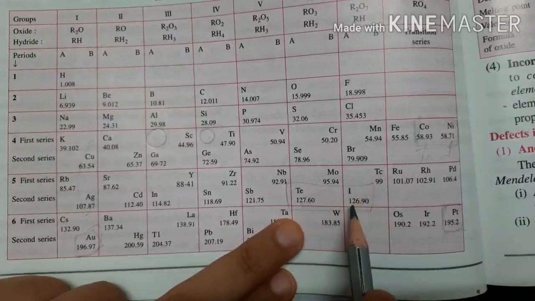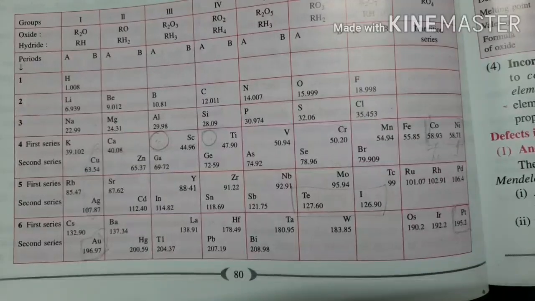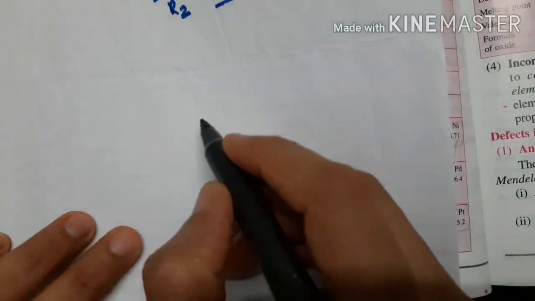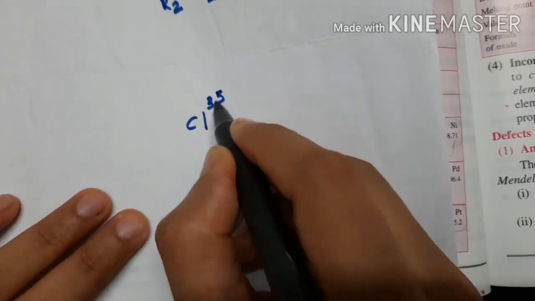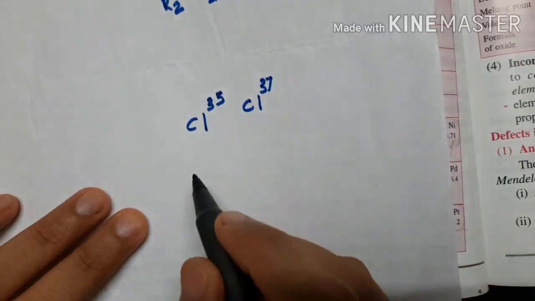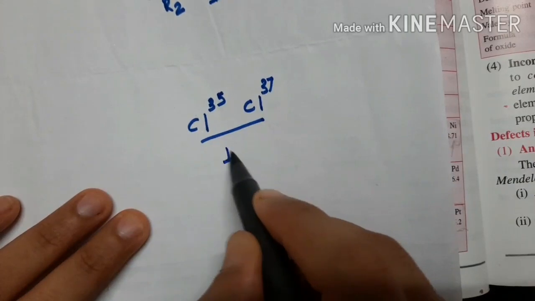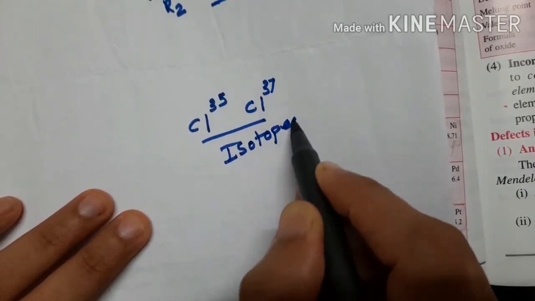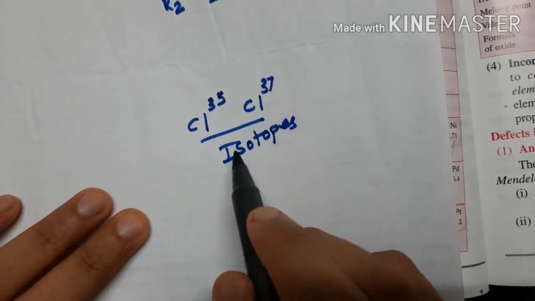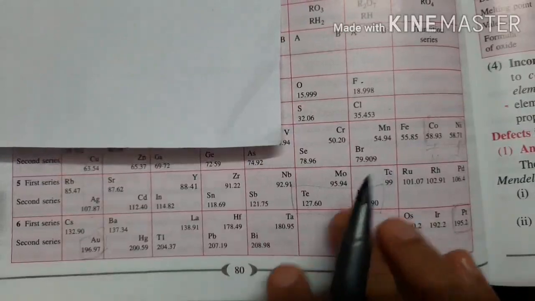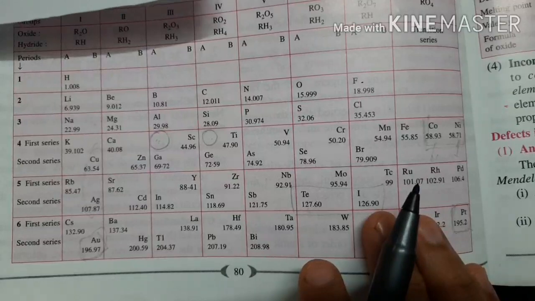Okay, so this is the pair. Another defect is the position of the isotopes. Now, first and most important thing, what are isotopes? Isotopes means the same element has two atomic masses, like one chlorine has 35 and another chlorine has 37. This is called atomic mass. The same element having different atomic masses is called isotopes. So where is the place of the isotopes in this periodic table? He did not explain that. That is next.